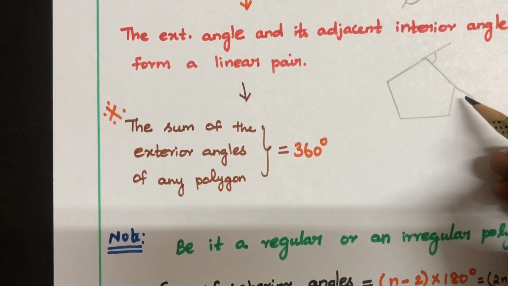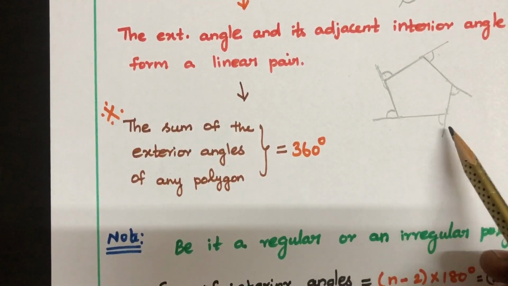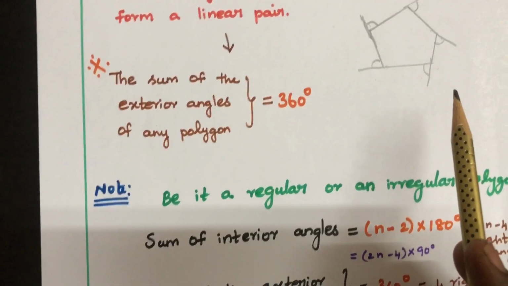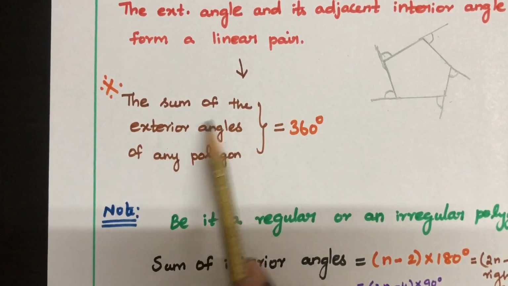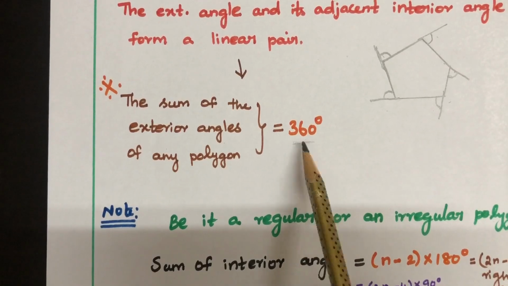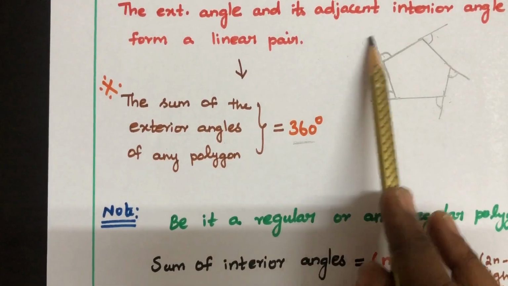If we produce a side of a polygon, the angles formed here are called exterior angles. In the exterior angle, always, whether it may be a regular or irregular polygon, the sum of the exterior angles of any polygon is always 360 degrees. That's all. It won't exceed this number, 360 degrees. Addition of all the exterior angles is 360 degrees.